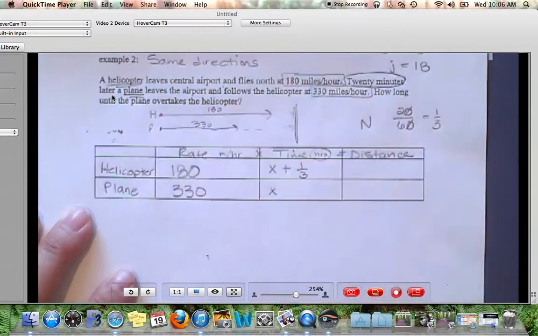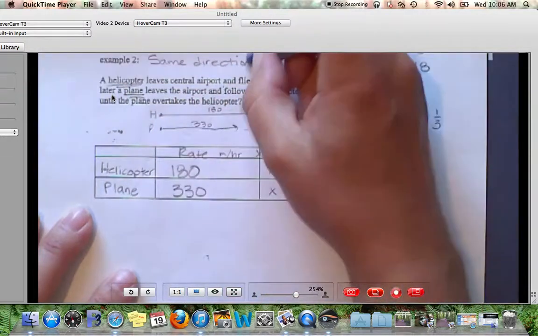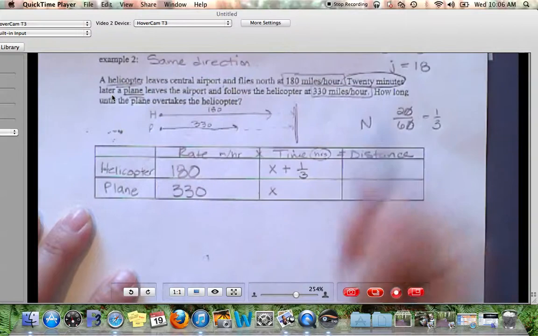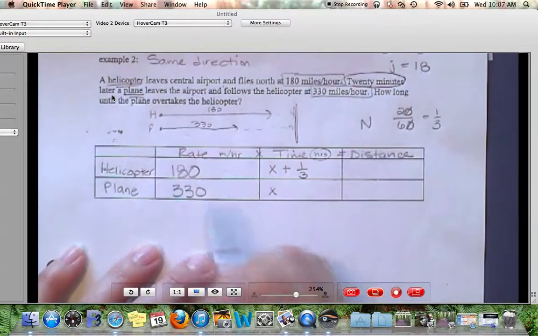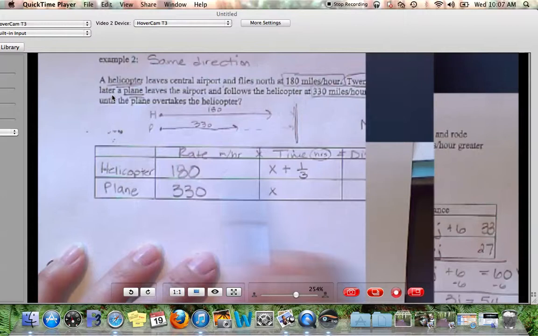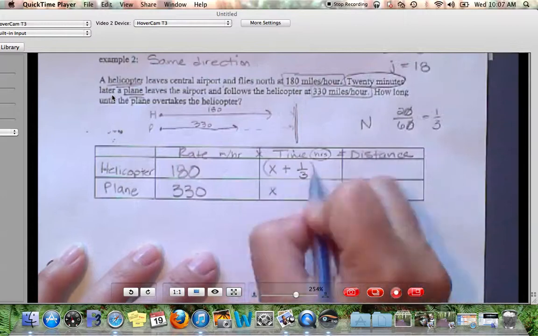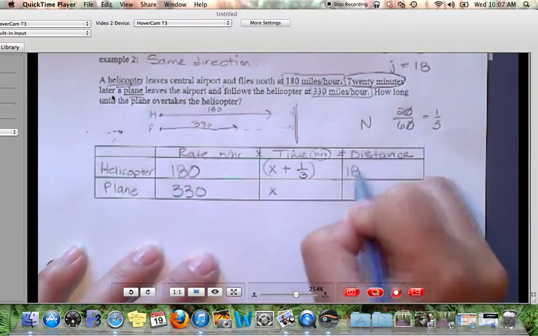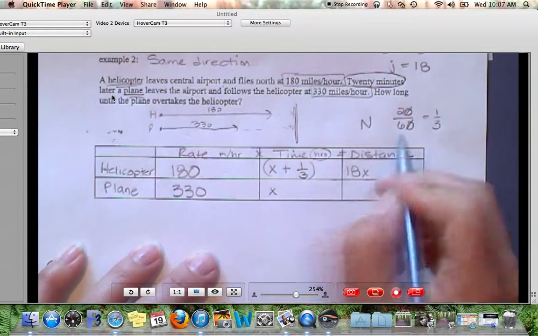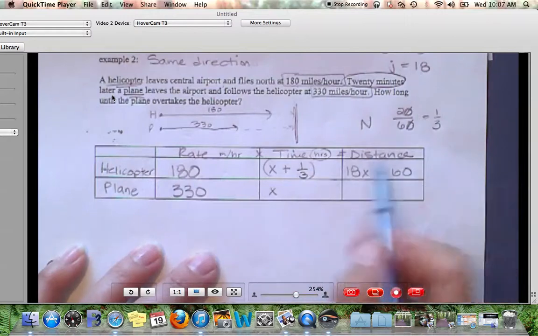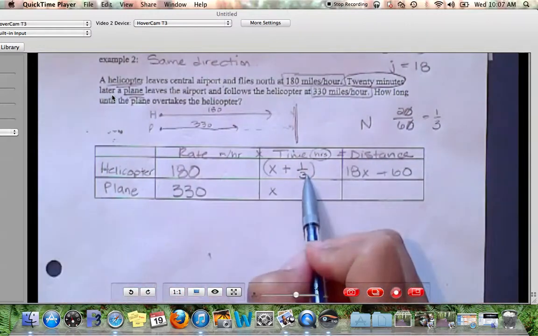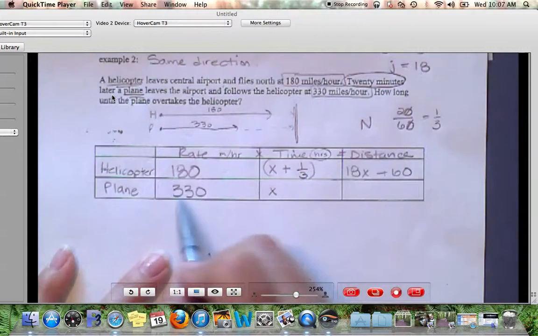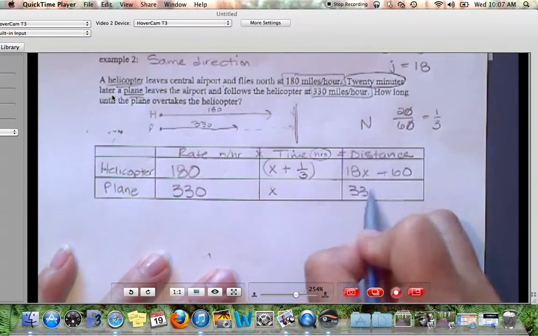The last one, they were coming towards each other. These are going the same direction. Now, if they're going the same direction, we'll talk about what that means for us later. But we're going to go ahead and multiply across here. 180 times x is 180x. 180 times a third is 60. So nice for us that that fraction does drop out, so we don't have to worry about that later. And 330 times x is just 330x.